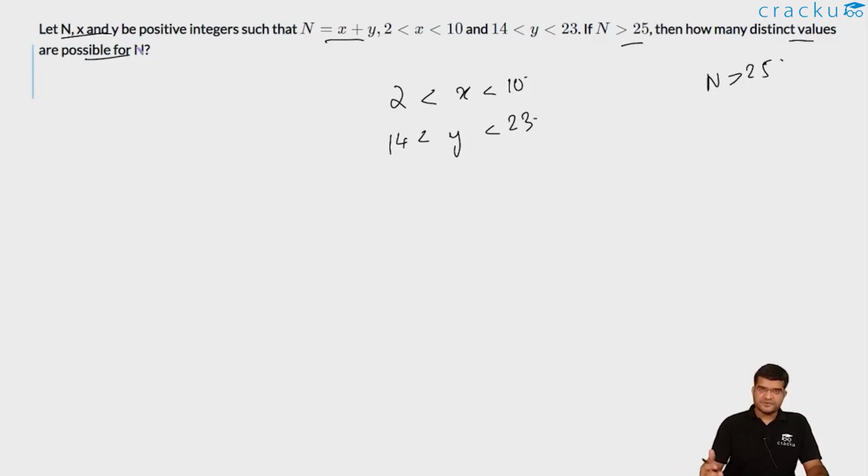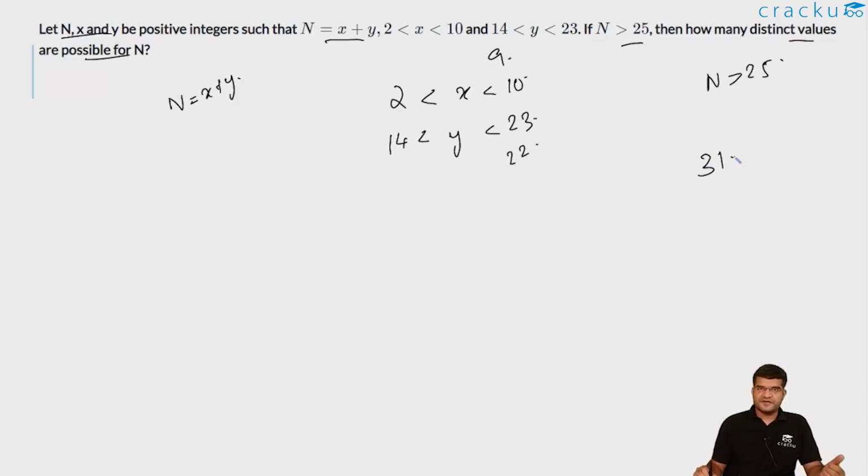So what is the maximum possible value of n? Because n is equal to x plus y. From the equation n is equal to x plus y, let us try to find out the maximum value of x. That will be 9 and the maximum value of y, that will be 22. So the maximum value of n will be 31.